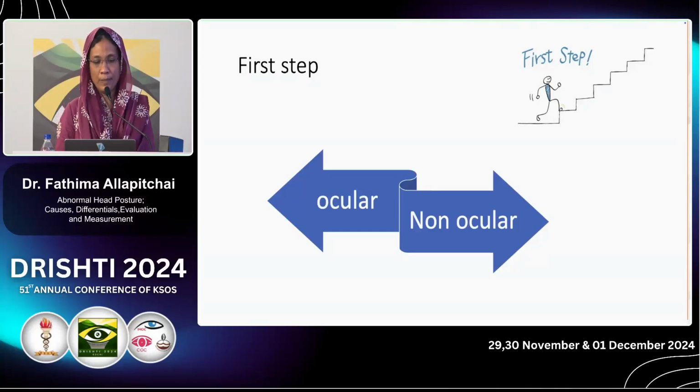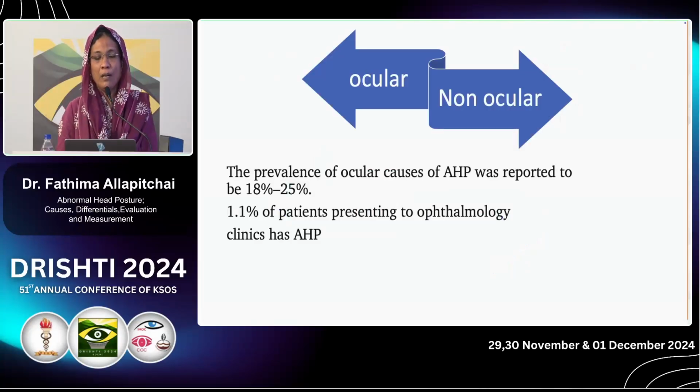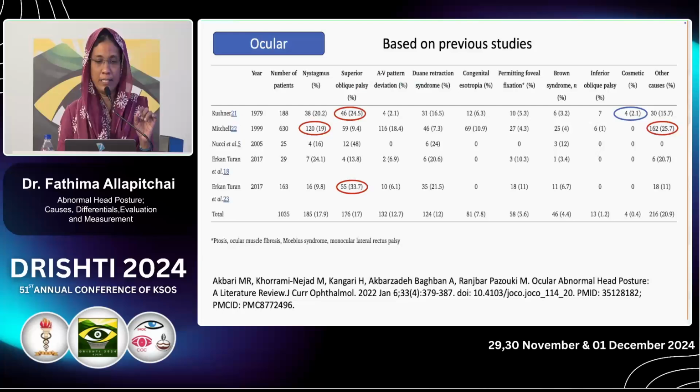So the first step is to differentiate whether it is ocular AHP or non-ocular AHP. Ocular AHP, the prevalence is around 18 to 25%. 1.1% of the patients presenting to an ophthalmic clinic have an AHP.